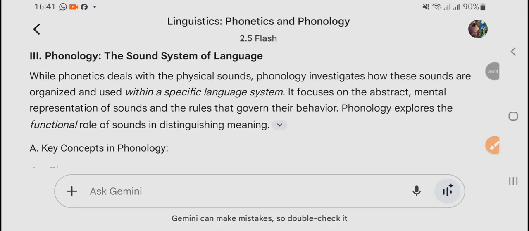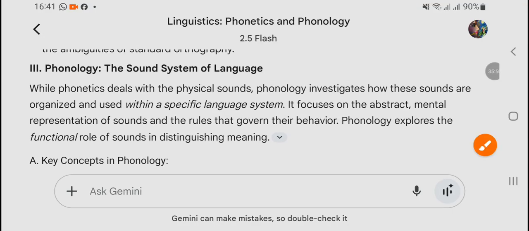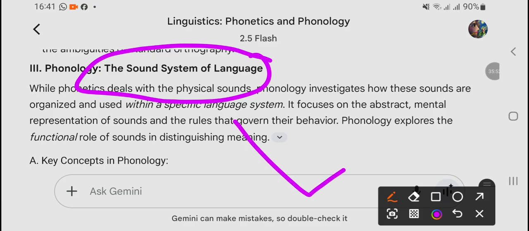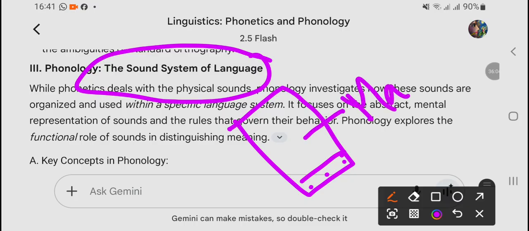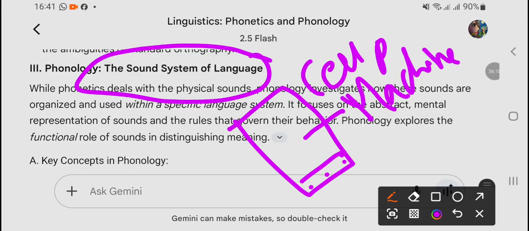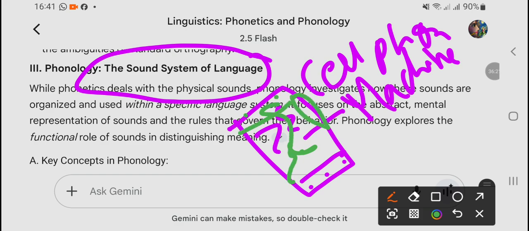Now, phonology, the sound system of language. I told you about your cell phone, right? This cell phone is a machine, right? And then the wiring and all, the speaker, right? And here voice and everything, this is phonetics.